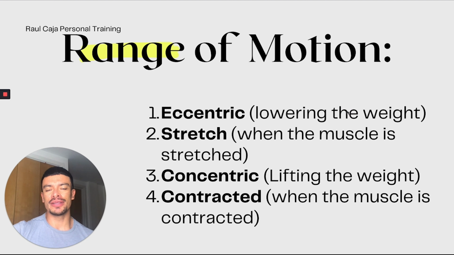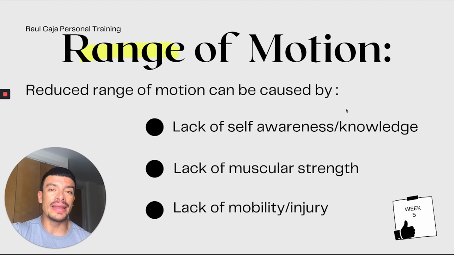Range of motion is the capability of a joint, with all the muscles involved, to go through its complete spectrum of movement. By nature, we lose our range of motion with aging and with the lack of activity. But there are other factors that play a part on the degree of the range of motion that we all have. The first one and the most common one is the lack of knowledge and awareness.